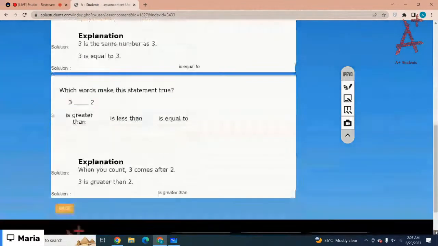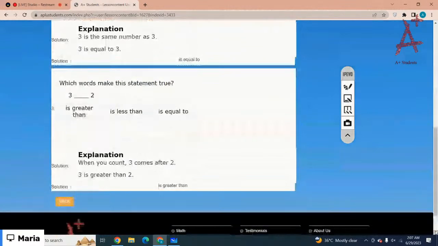Which word makes the statement true? 3 and 2. When counting, 3 comes after 2. That means 3 is greater than 2. Got it? Because 3 comes after 2, 3 is greater than 2.